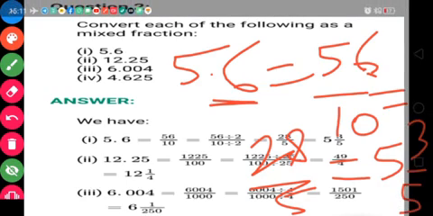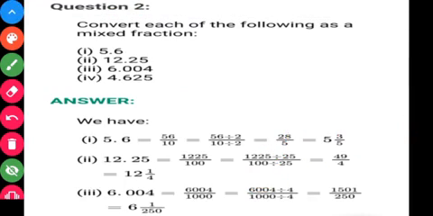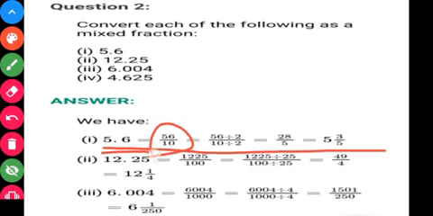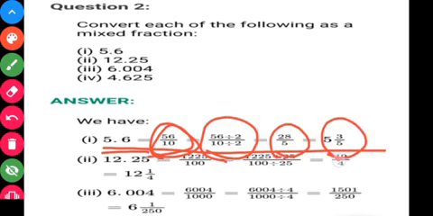So 5 fives are 25, and 3 by 5. Understand? So here 5.6 can be written as 56 upon 10. Then simplify this. You can divide by 2, 2 is the HCF of this. So divide by the HCF, and this will be 28 upon 5. And now convert into a mixed fraction. So it will be 5 3 by 5. Now come to the next question.